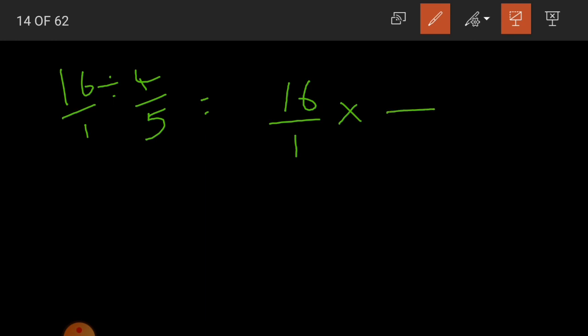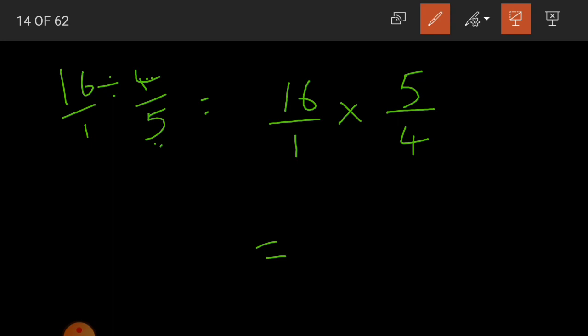16 divided by 4 by 5. Again, 16 here is nothing but 16 by 1. So the first fraction will be written as it is. The division symbol will be changed to the multiplication symbol. And coming to the next fraction, which is our divisor, 4 by 5, we will take the reciprocal of 4 by 5. What will the reciprocal be? The reciprocal becomes 5 by 4. Yes, students, understanding, right? The numerator we write as the denominator, and the denominator we write as the numerator.